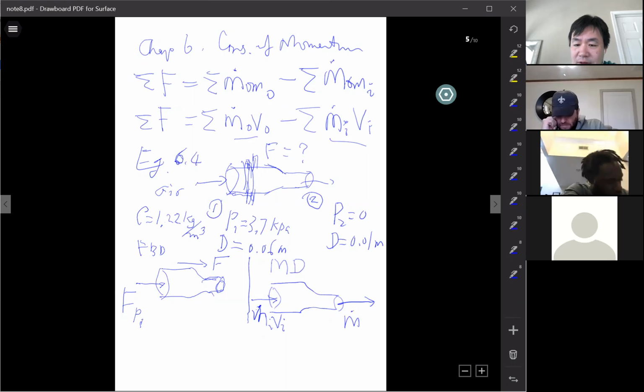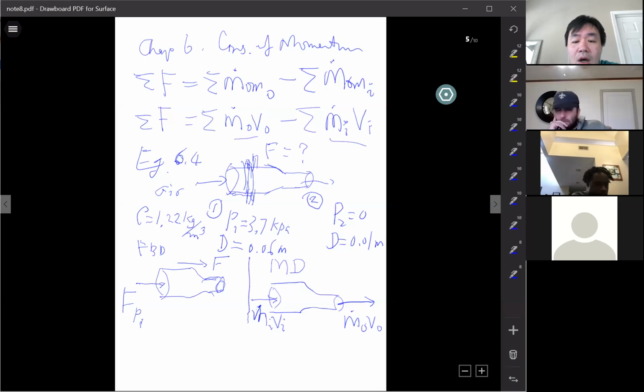Momentum out, velocity out. Okay, so I will grade it. I will give points for drawing these two diagrams if it's a conservation of momentum problem. I give a lot of points, maybe 2-3 points for each diagram, even in the final exam.